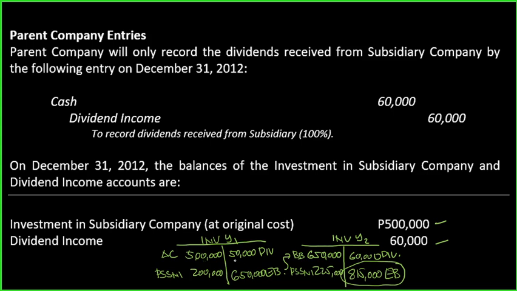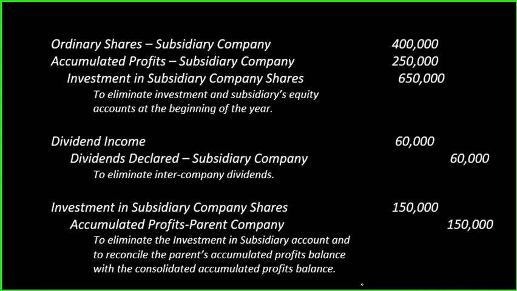In short, you eliminate this, and then you eliminate this part para maging 0 po siya. Okay? So, ayun. For year 1 and year 2. Anyway, let's go back to our cost method. Okay, this will be your elimination entries.